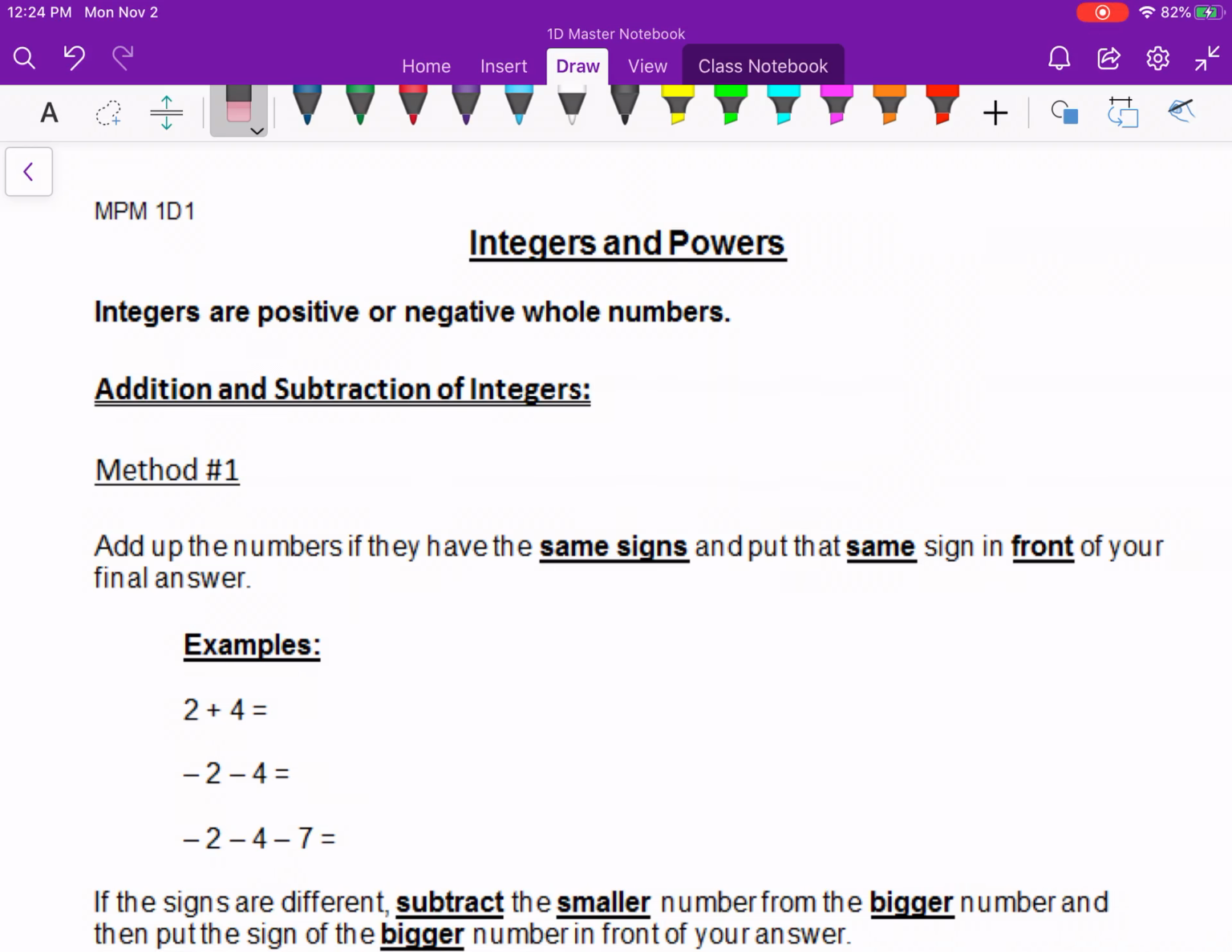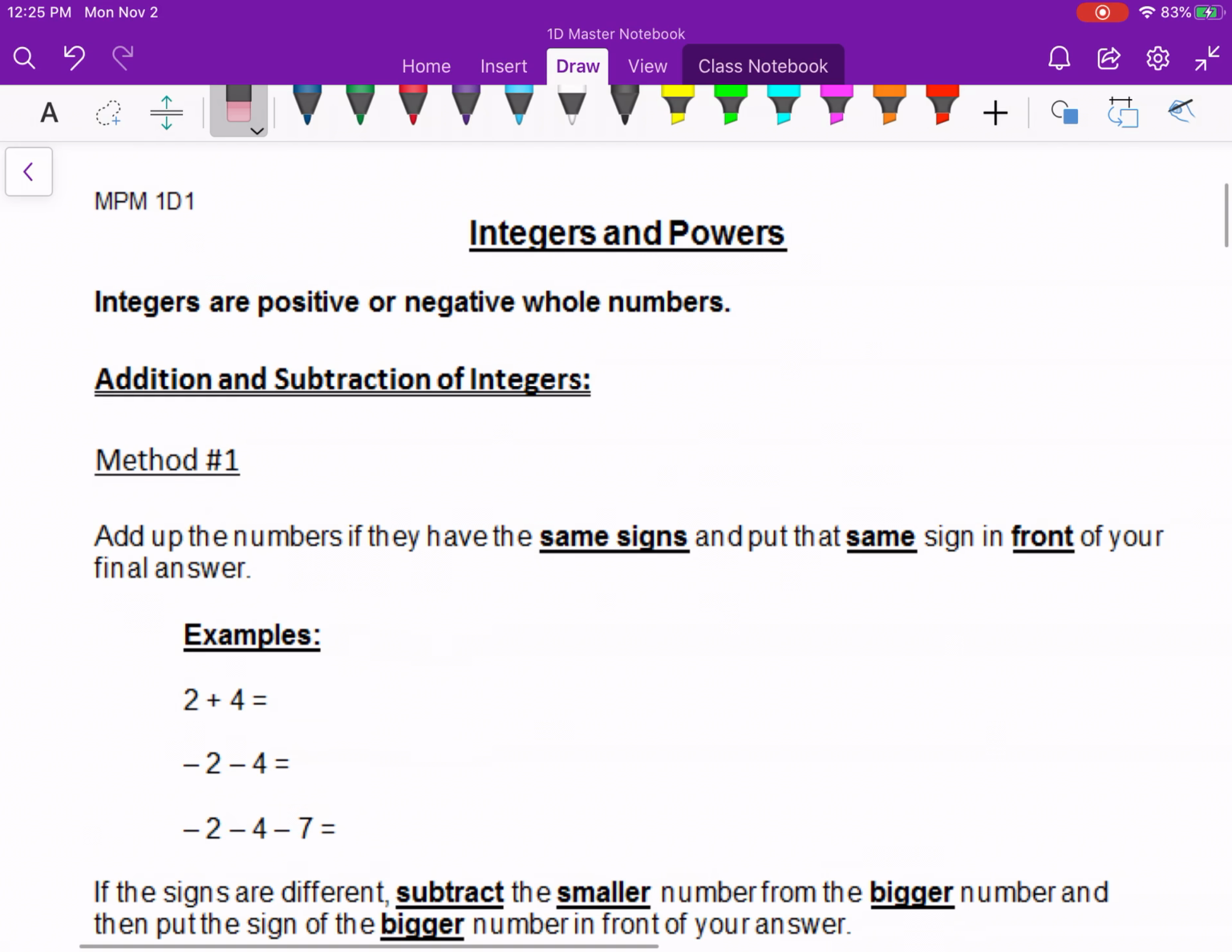In this lesson, we're going to review working with integers, adding and subtracting, multiplying and dividing them. I know that on my screen it says integers and powers, but there's a fairly long note, so I'm just going to focus on the integers part in this video, and I'll do a separate video focusing on the powers part. So let's just jump right in.